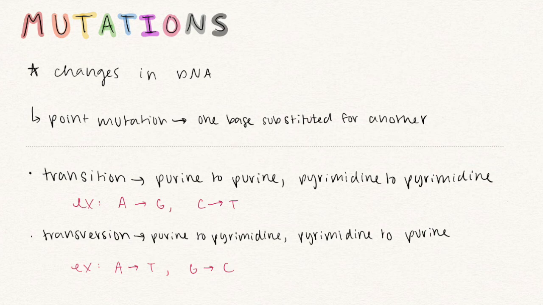A mutation is just a change in DNA. We will be dealing more specifically with point mutations, which are substitutions of one base for another. These will either be transitions or transversions. A transition is when the change is from a purine to a purine or a pyrimidine to a pyrimidine, while transversions are changes from a purine to a pyrimidine or a pyrimidine to a purine.